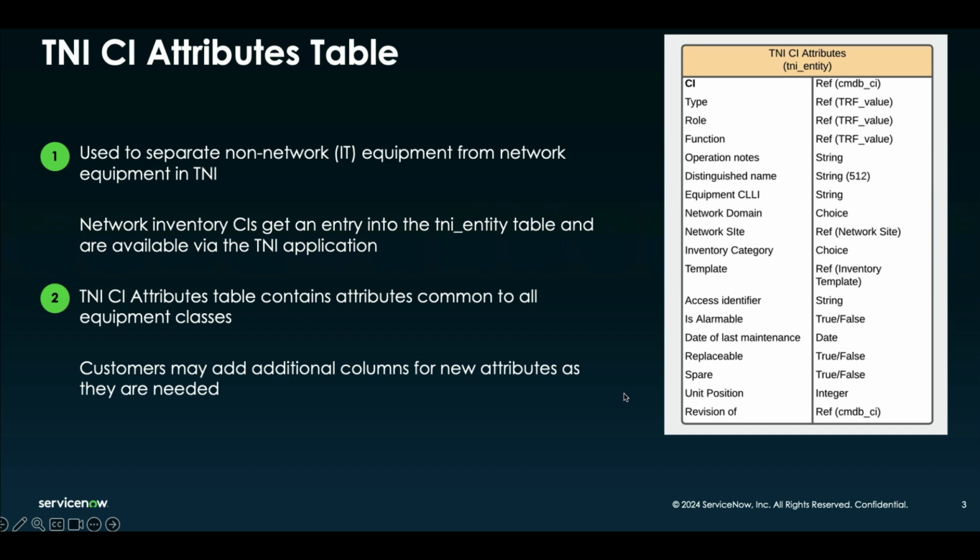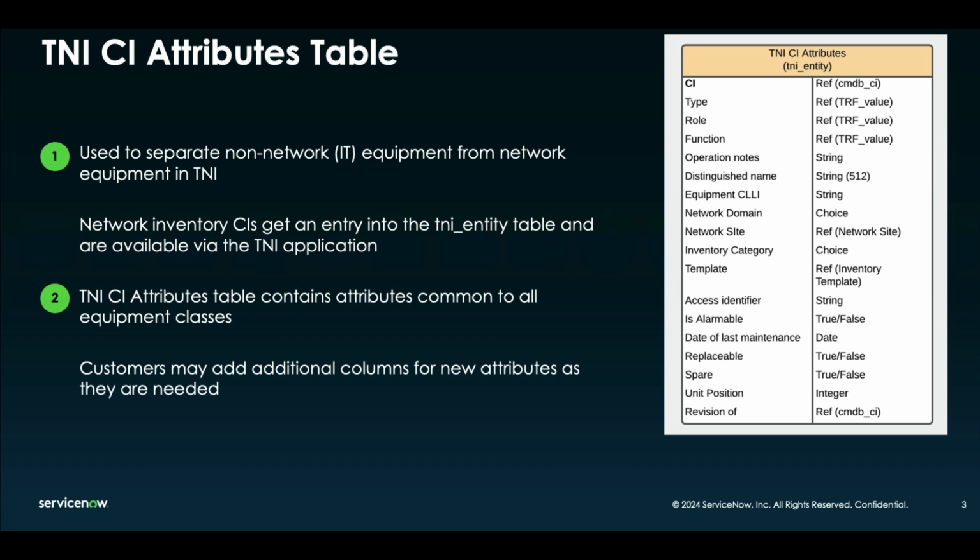The second use of the TNI CI attributes table is to provide a list of common attributes across multiple CMDB classes. So when we first started with TNI, we had only one class, and we called that telco equipment. But we have since added over 80 new classes, and we continue to add classes to the CMDB for different equipment types and technologies. So as we add those classes, we also intended to create this TNI CI attributes table as a common place for attributes that are shared amongst those different classes.